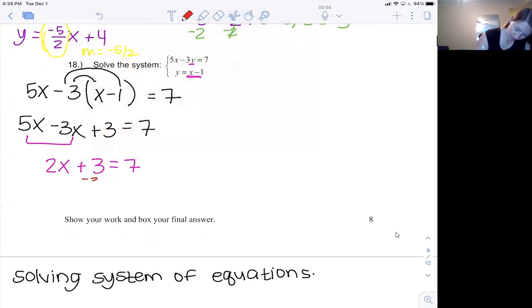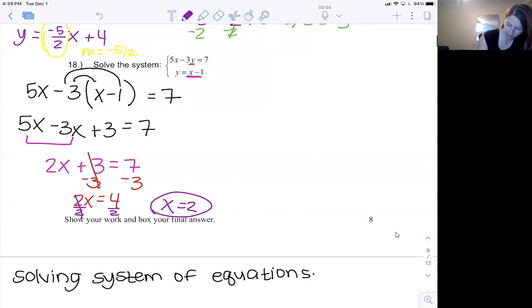Now I'm going to subtract the 3, subtract the 3. So I have 2x equals 4. Now I'm going to divide by 2, divide by 2. So I have x equals 2. So awesome, I found my x value. Now I need to find my y value.